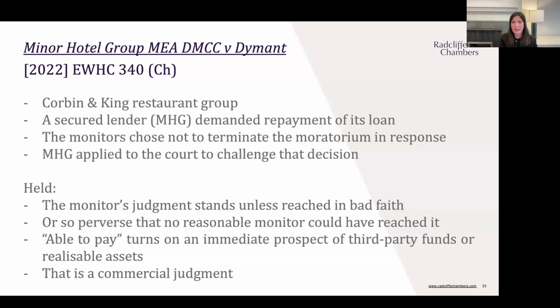So if your director is saying to you, look, here are the heads of terms for a refinancing on this element of our business or this asset, we're being told that this transaction will complete in the next week. I think that would be a very reasonable basis for considering that the company has or will shortly have funds or realisable assets. But it is a matter of commercial judgment.